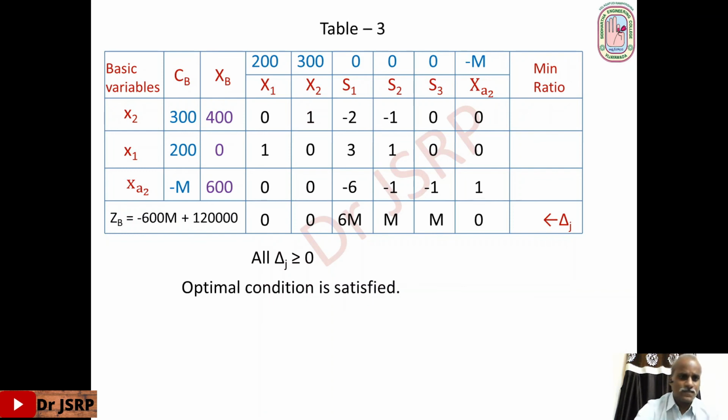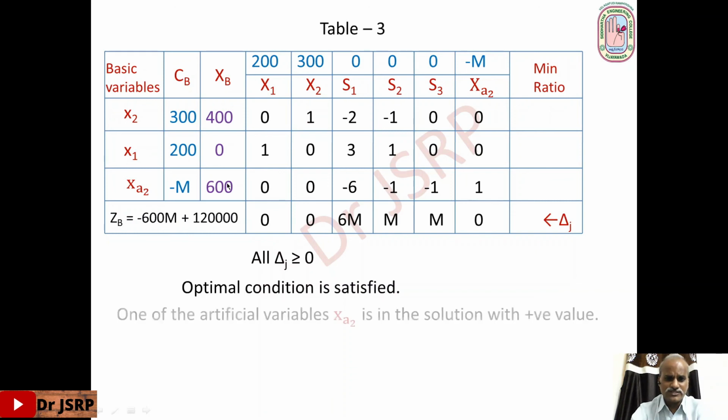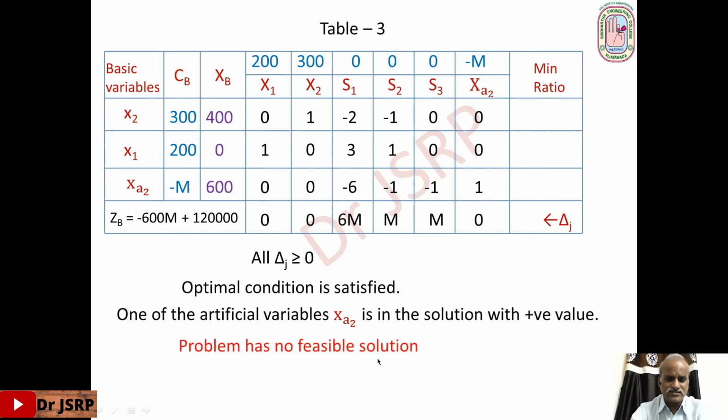Is it correct? Observe the solution. What are the basic variables? X2, X1, XA2. Here in the solution, one of the basic variables has a positive value: XA2 value is 600. So in the final solution, one of the artificial variables appears with a positive value. That means the problem has no feasible solution.